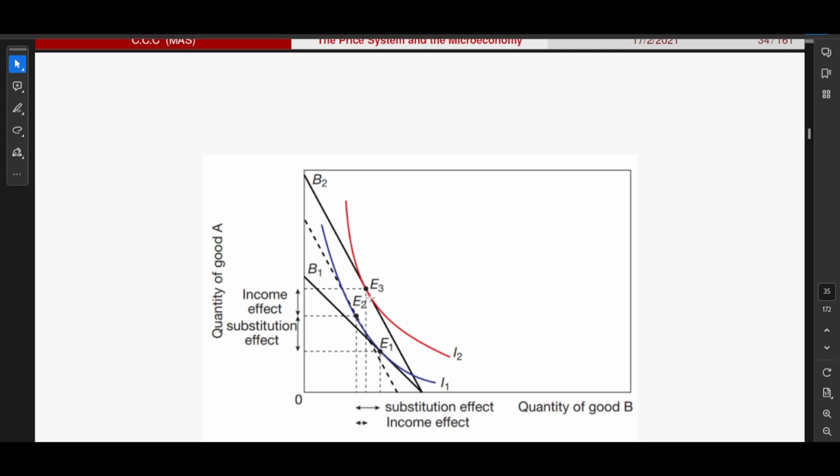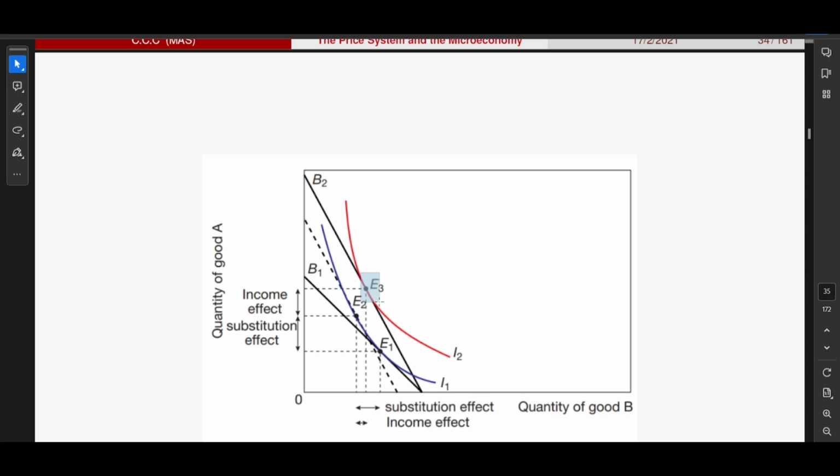The consumer has more money in real terms. Their purchasing power has increased. So of course the consumer can now achieve a higher indifference curve, a higher utility maximization. So this consumer will not stay on this lower budget indifference curve. They will change their consumption pattern to the higher indifference curve, because any indifference curve going to the right gives a higher satisfaction. So this is the income effect kicking in.